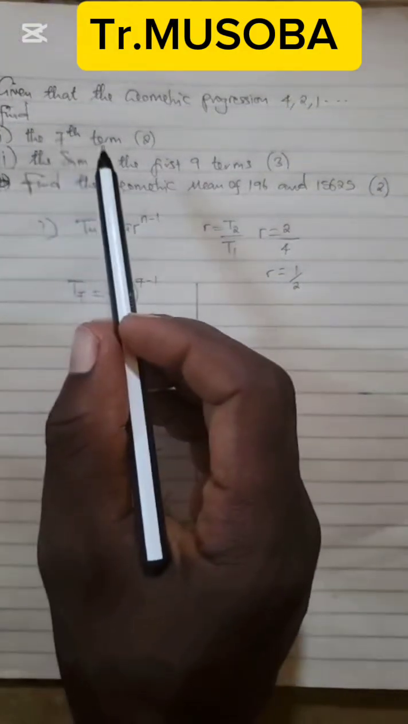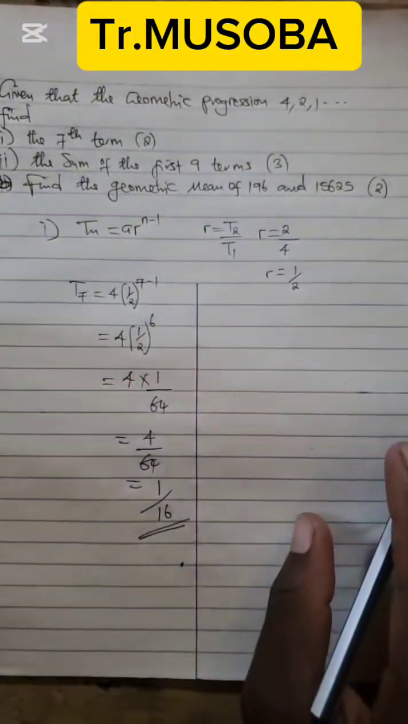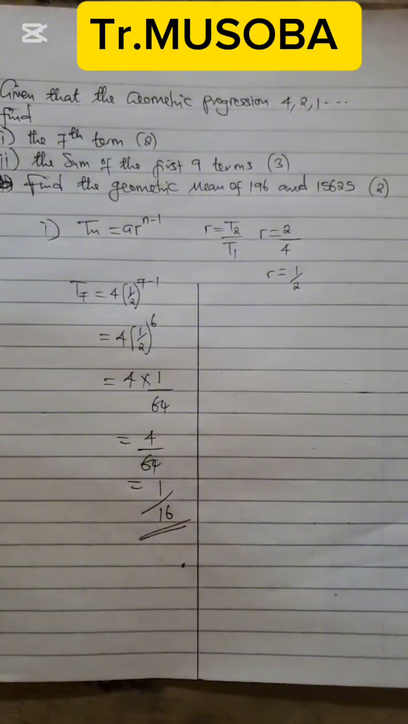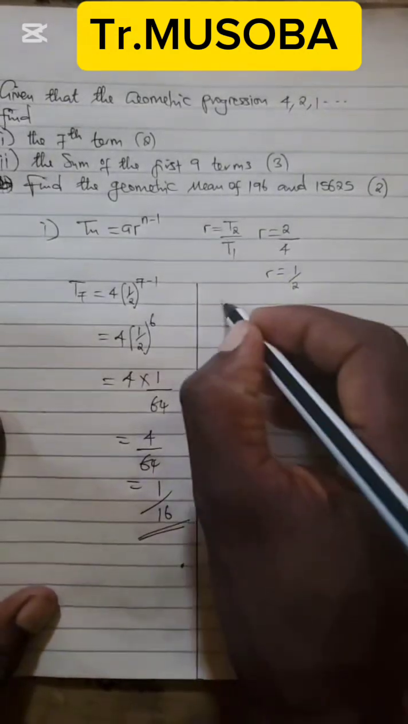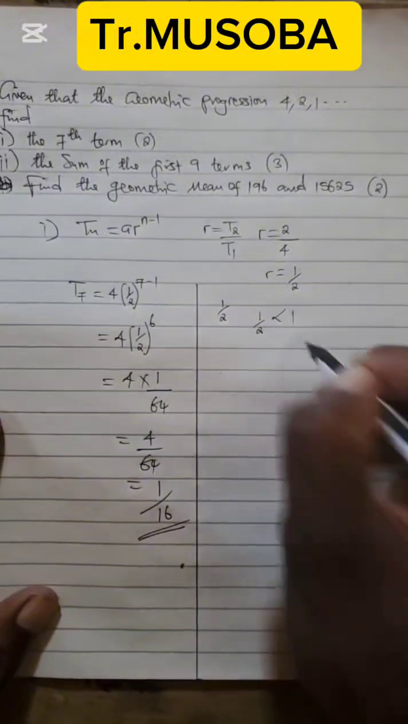Therefore, we have found the 7th term. Next, find the sum of the first 9 terms, and you get 3 marks. Remember, in the topic of sum of the nth term, we have two formulas: one where R is greater than 1, and one where R is less than 1. Now the value of R is 1 over 2, and 1 over 2 is less than 1.